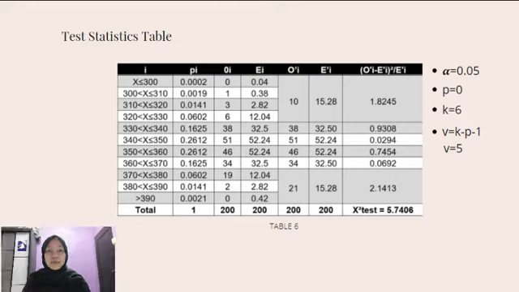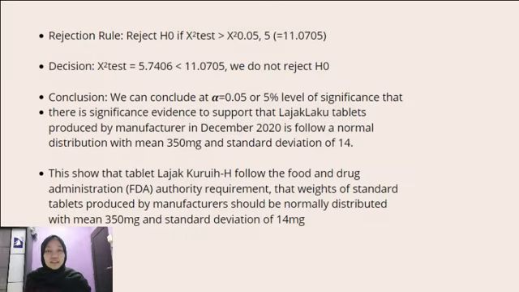The finalized number of classes, denoted by k, is equal to 6. Hence, the degree of freedom, which is defined as k minus p minus 1, is equal to 5. Next, we can calculate the test statistic value using the new observed and expected values. The total of the test statistic value is 5.7406.